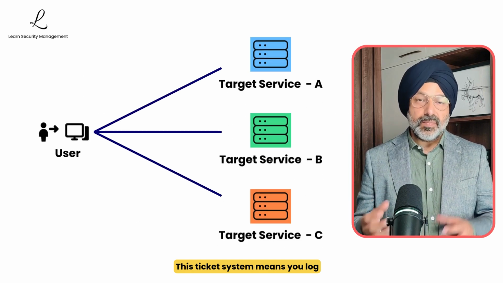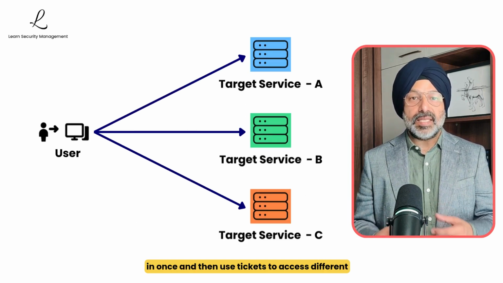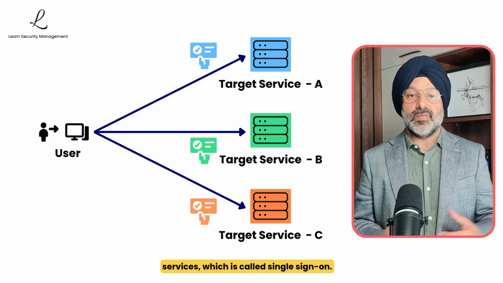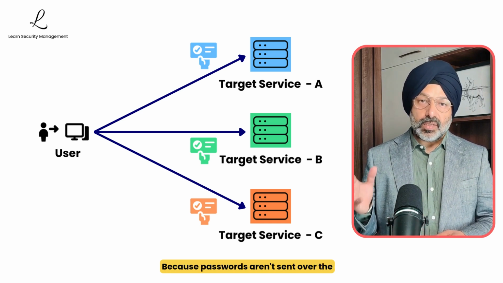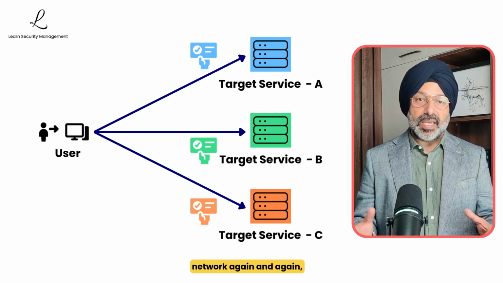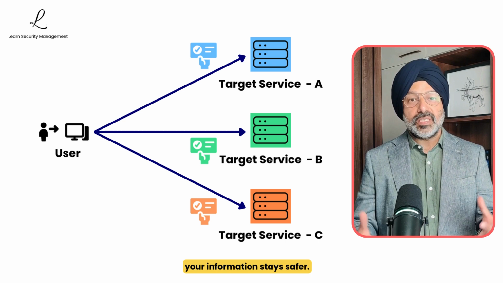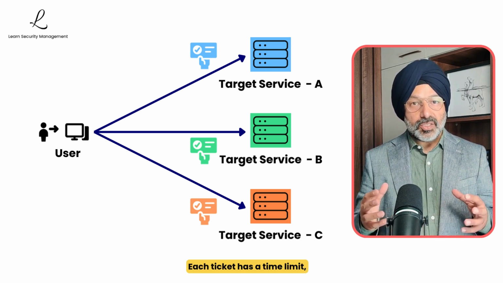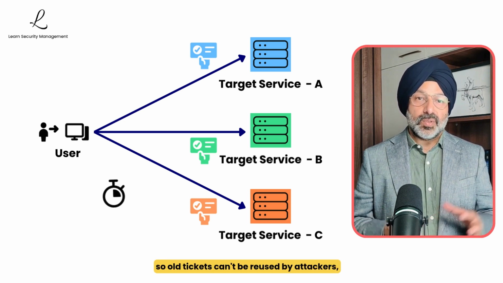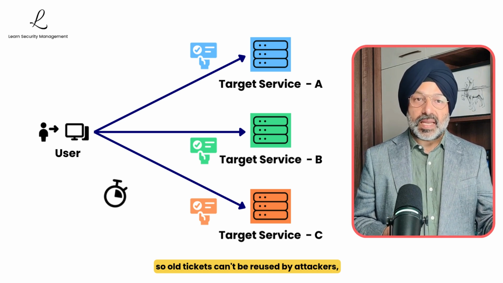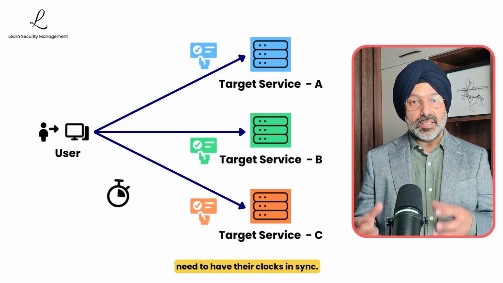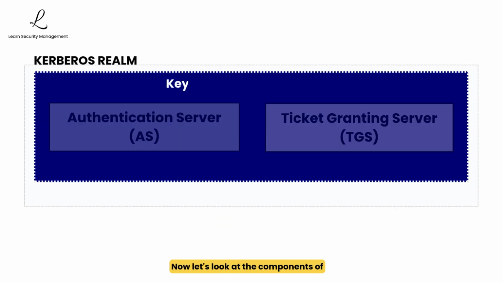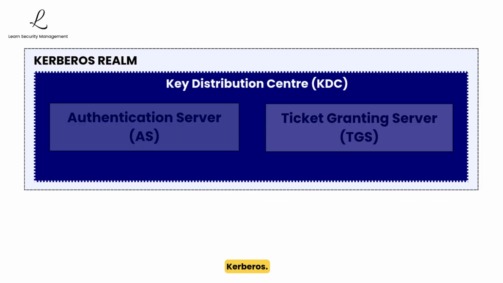This ticket system means you log in once and then use tickets to access different services, which is called single sign on. Because passwords aren't sent over the network again and again, your information stays safer. Each ticket has a time limit, so old tickets can't be reused by attackers, and that's why all computers using Kerberos need to have their clocks in sync. Now let's look at the components of Kerberos.